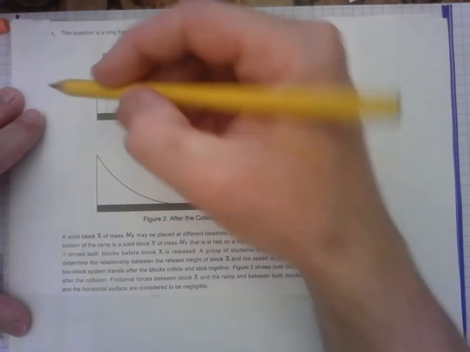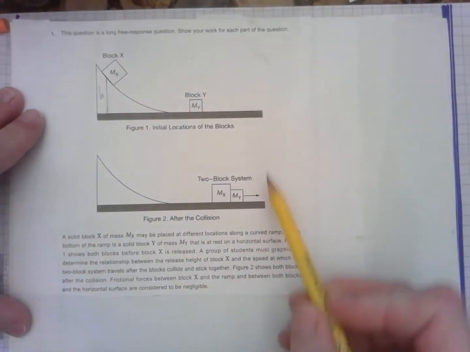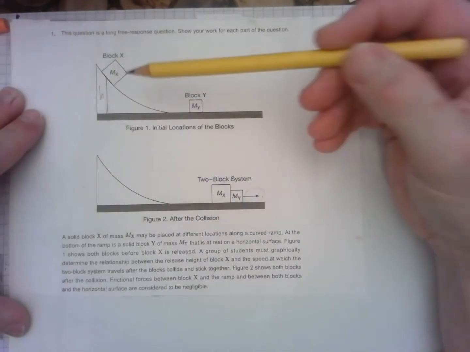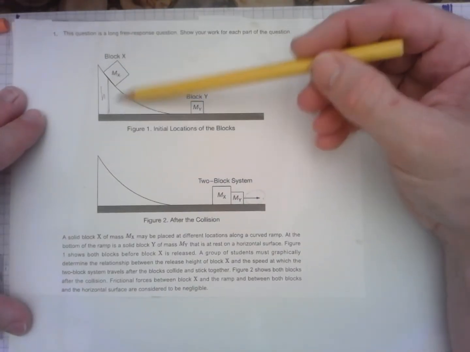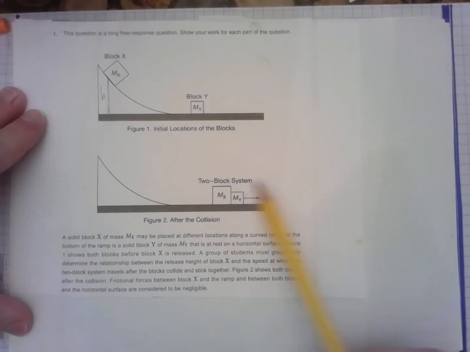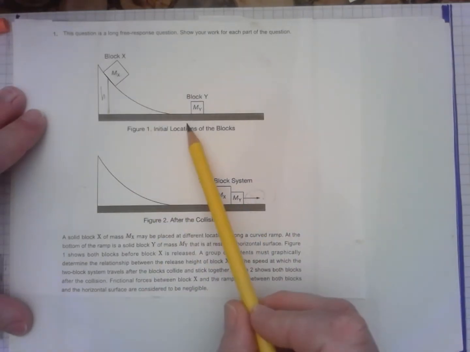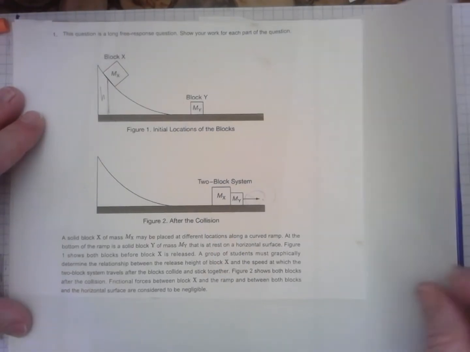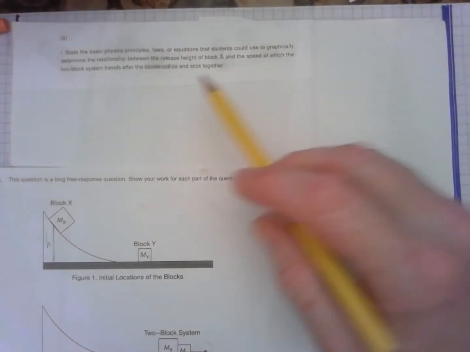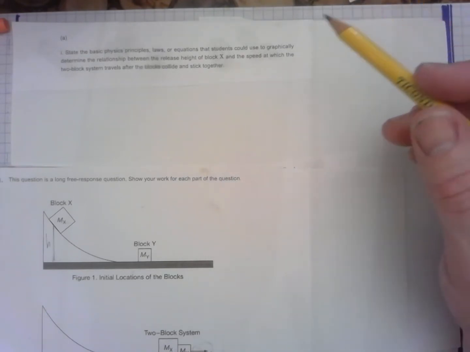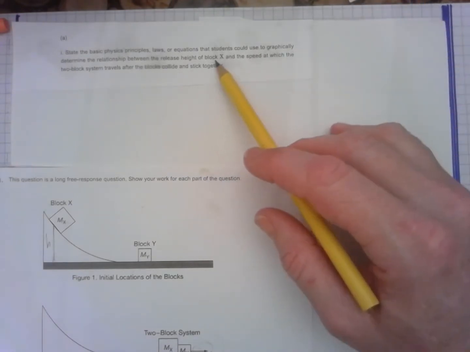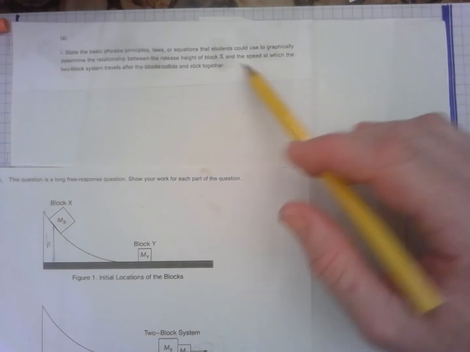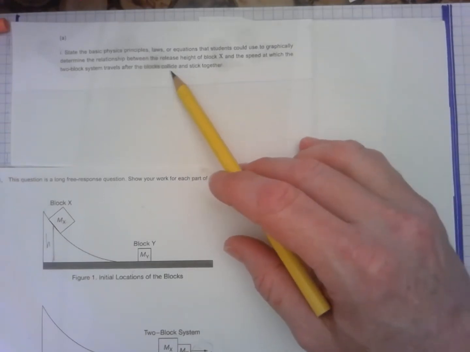All right, so the relationship is between the height and the speed here. But there's a collision involved as well. So I don't know exactly how I'm going to do this yet, but I see potential energy here, I see kinetic energy here, but there's momentum in between. So we'll have to sort that out as we go. We'll keep this drawing handy. So our task is A, state the basic physics principles, laws, or equations that students could use to graphically determine the relationship between the release height of block X and the speed at which the two block system travels after the blocks collide and stick together.